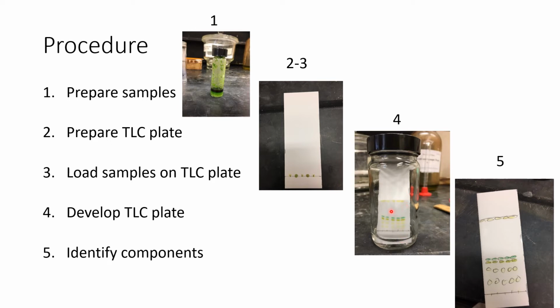so developing the TLC plate. Then next you remove it from the glass jar and you should be able to see all these pigment spots, and by circling them with a pencil, you then try to identify what those components are. So next we'll talk about all those steps in more detail.